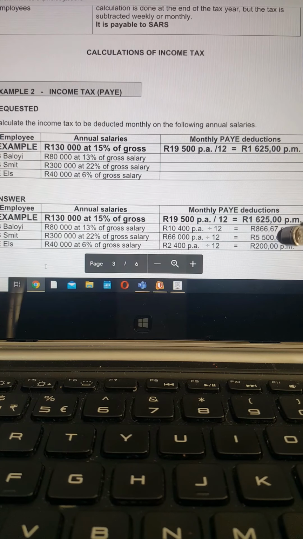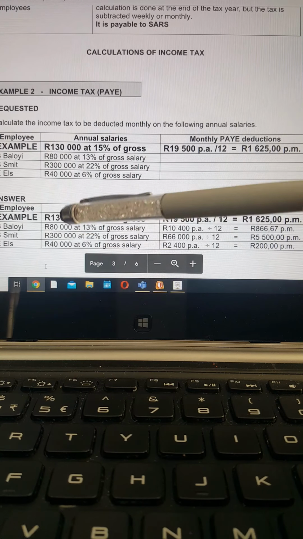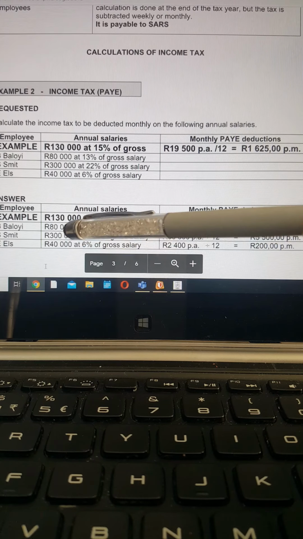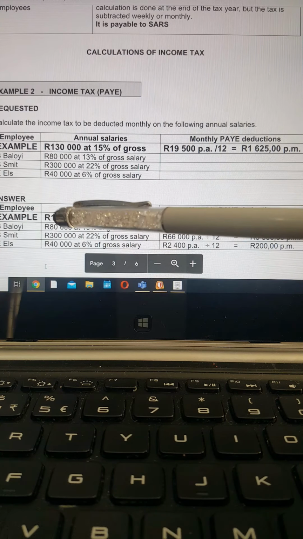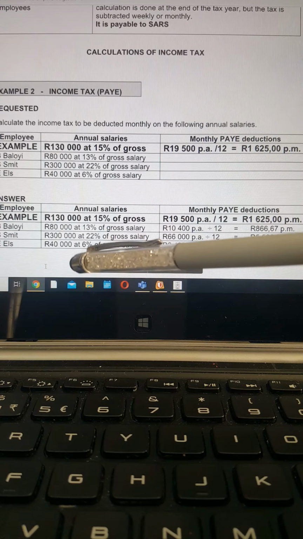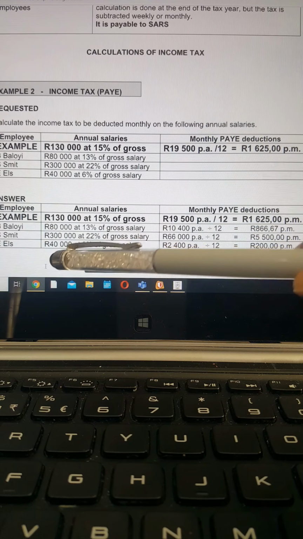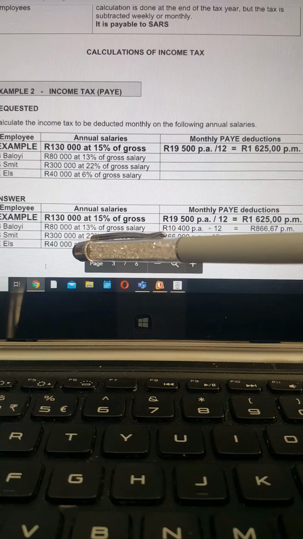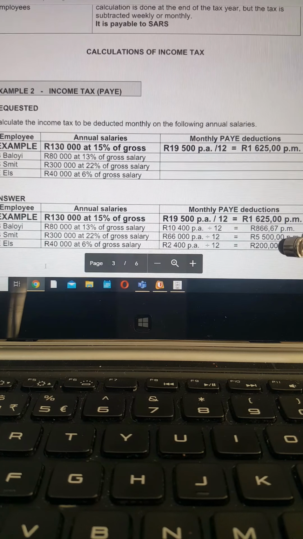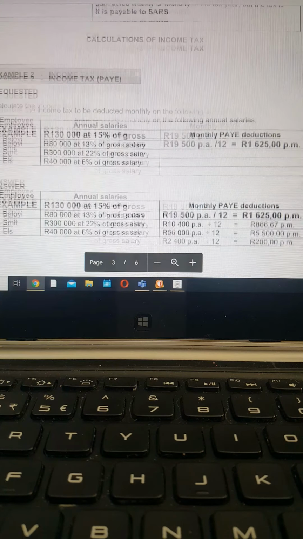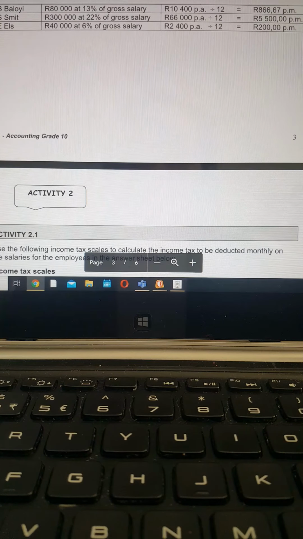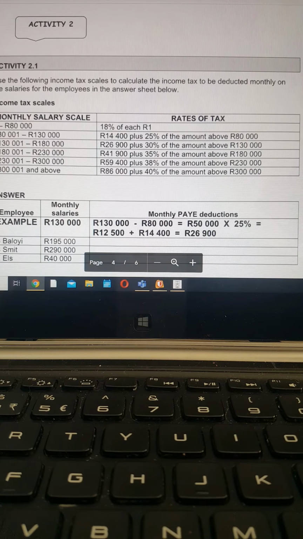Can you see how it changes according to the amount of money that you're earning? The highest person is the Smith guy. Can you see his rate is higher? That guy is a lower amount, so his rate is a bit lower than that. And 40,000 rand is very low, so it's only 6%. So can you see how it changes? That means pay as you earn. So the more you earn, the more you're going to pay income tax, unfortunately, right? So you go through these examples. That's how to calculate income tax.